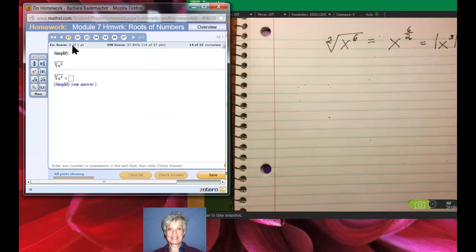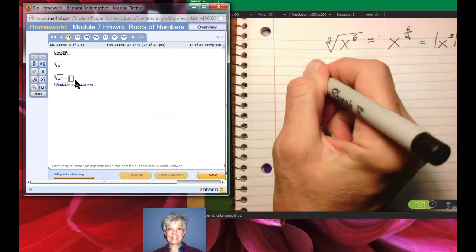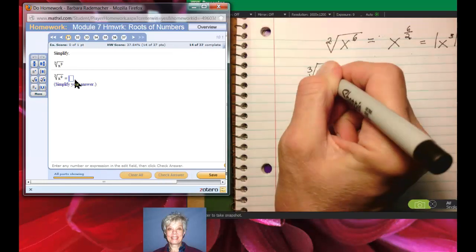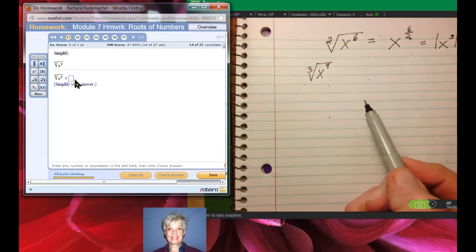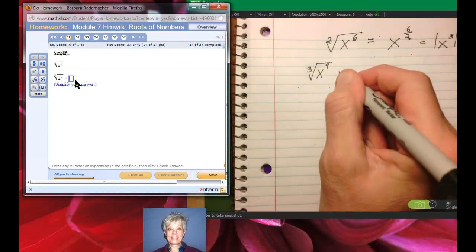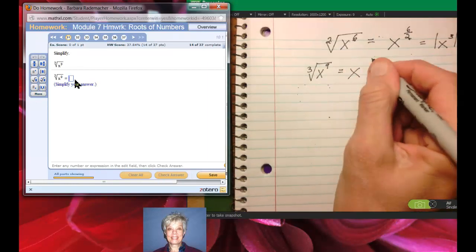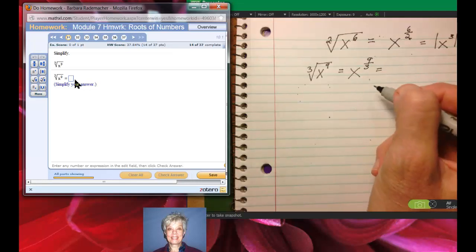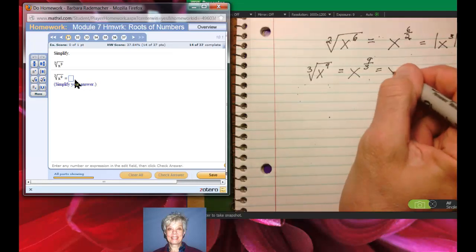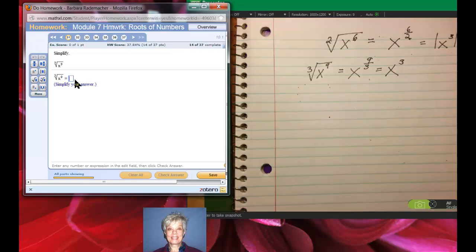Whew, only a few more. Now, the cube root of x to the 9, we don't have to worry about absolute value bars because these are both odd numbers. This is going to be x to the 9 divided by 3, which is, what is 9 divided by 3? It's 3. This is going to be x to the 3rd power. See how easy that is?